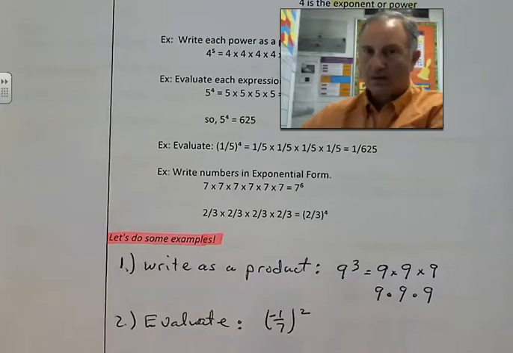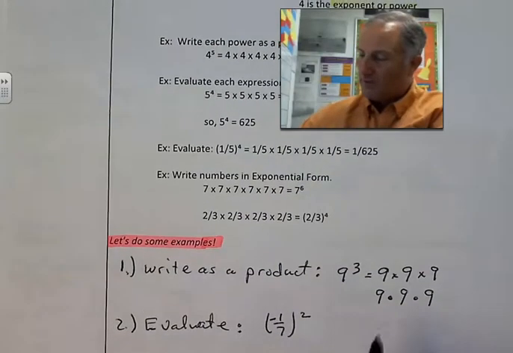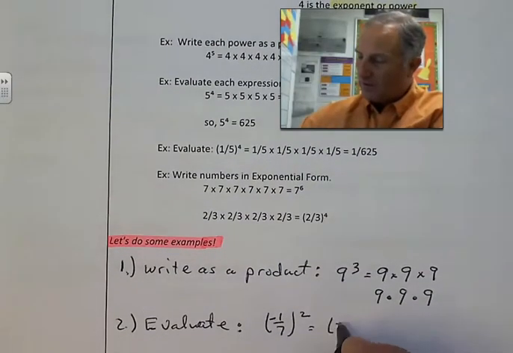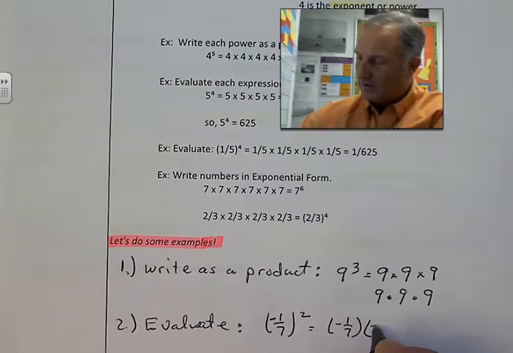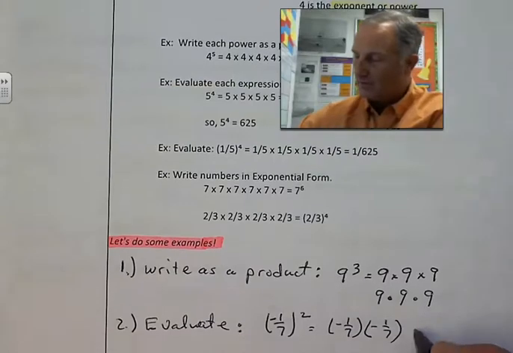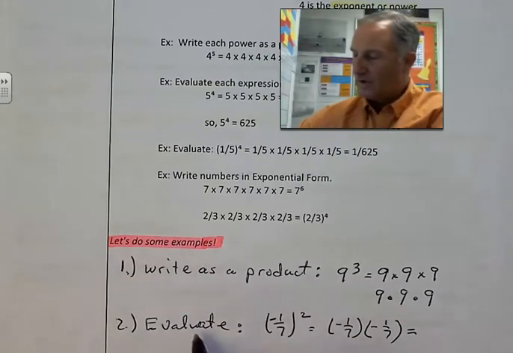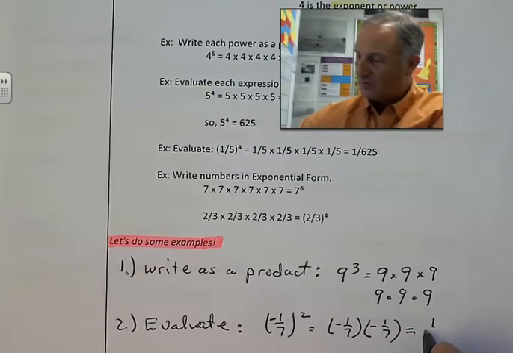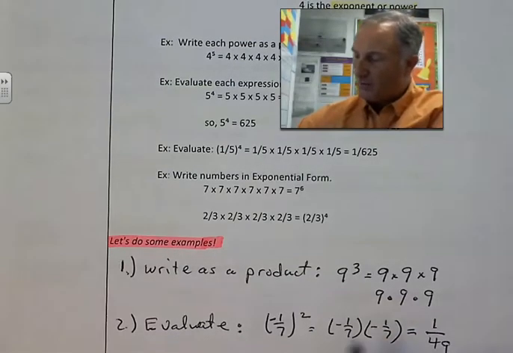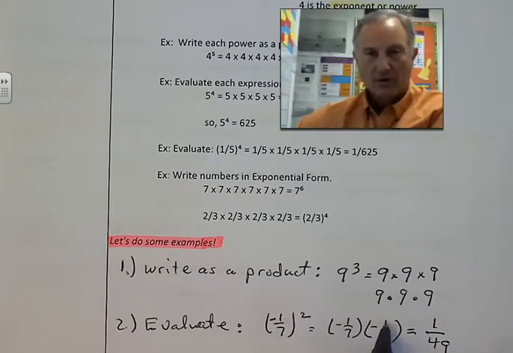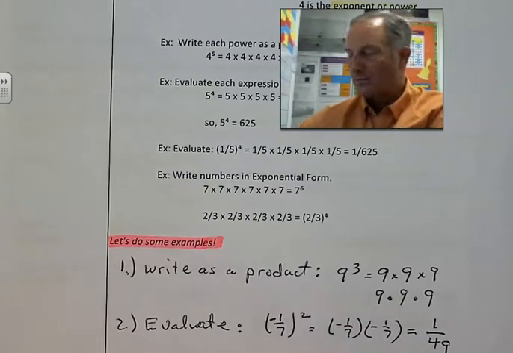Okay, the next level, now we want to evaluate. So now we have -1/7 squared, so that's -1/7 times -1/7. To evaluate it, we want to know the answer. So -1 times -1 is +1, and 7 times 7 is 49. Remember, when they put that minus up front here, we put the minus with the number on top, not top and bottom. Okay, just 1.